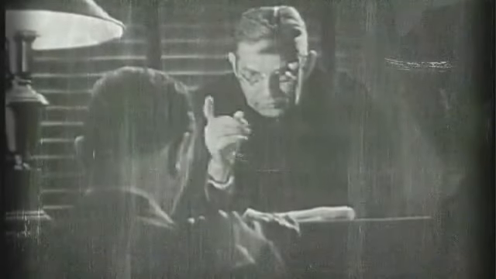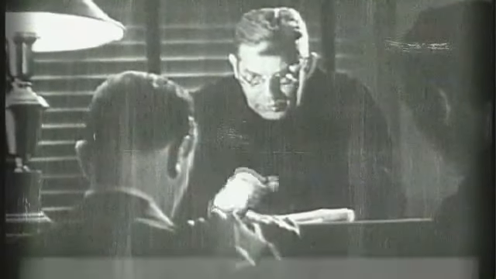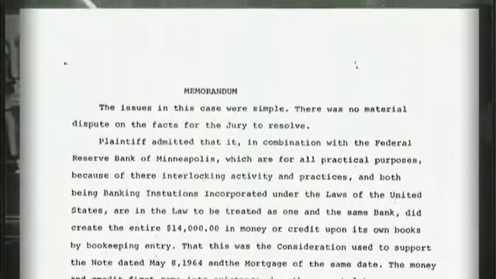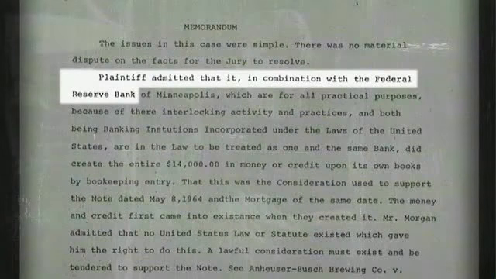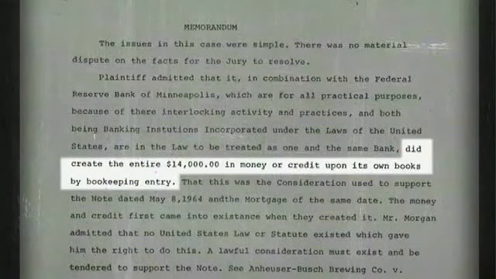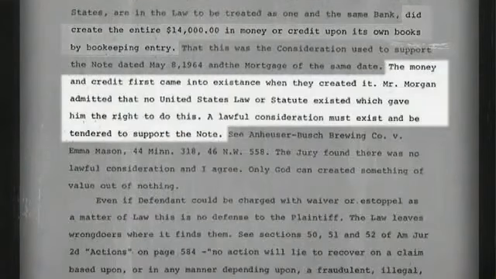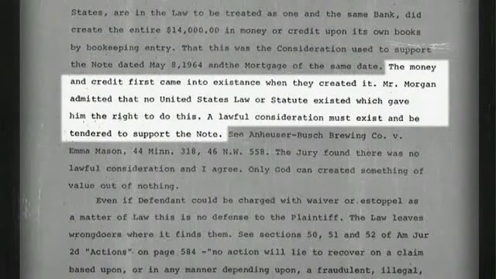As the court case progressed, the bank's president, Mr. Morgan, took the stand, and in the judge's personal memorandum, he recalled that the plaintiff, bank's president, admitted that, in combination with the Federal Reserve Bank, it did create the money and credit upon its books by bookkeeping entry. The money and credit first came into existence when they created it. Mr. Morgan admitted that no United States law or statute existed which gave him the right to do this.